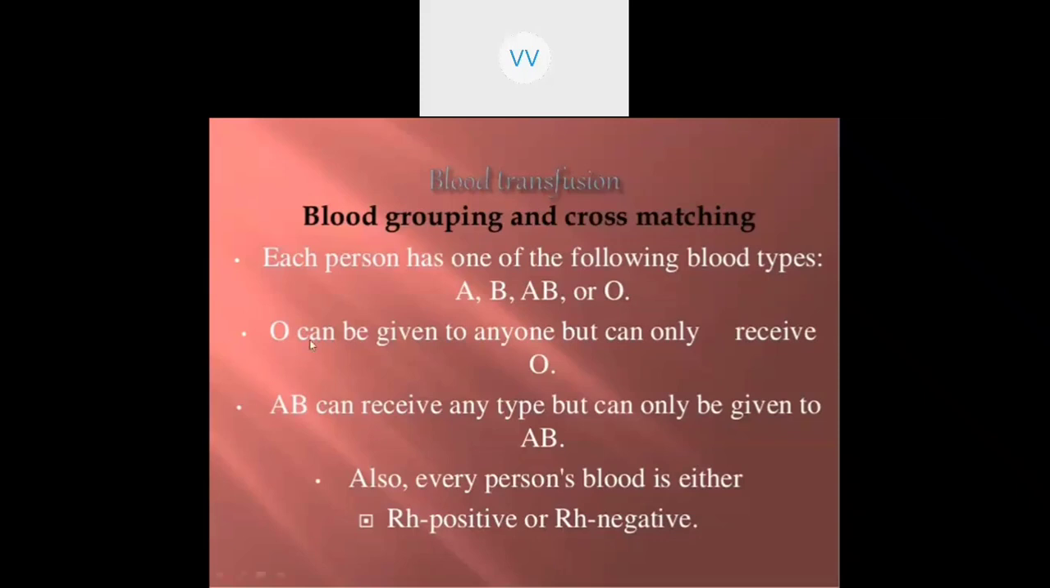Okay, who is the universal donor? The O positive person or O negative person, the O blood group person, they can give to anyone: A positive or B positive or AB negative or AB positive or O positive, anyone. But the O can only receive blood from the O donor. Okay, that's why the O is called universal donor.